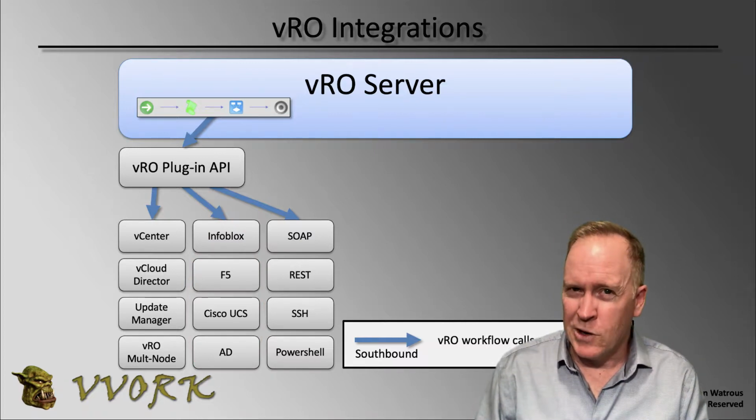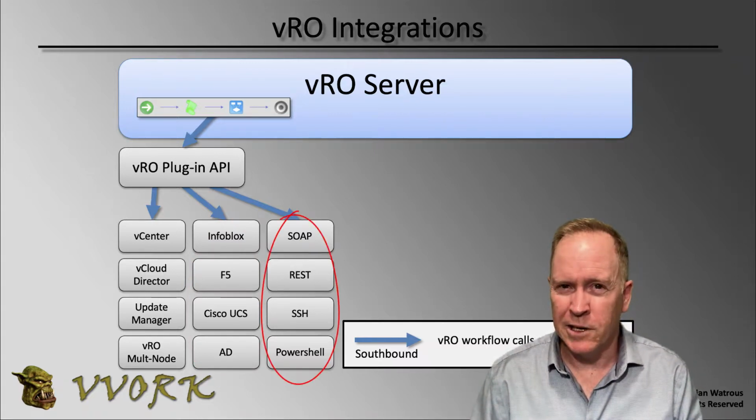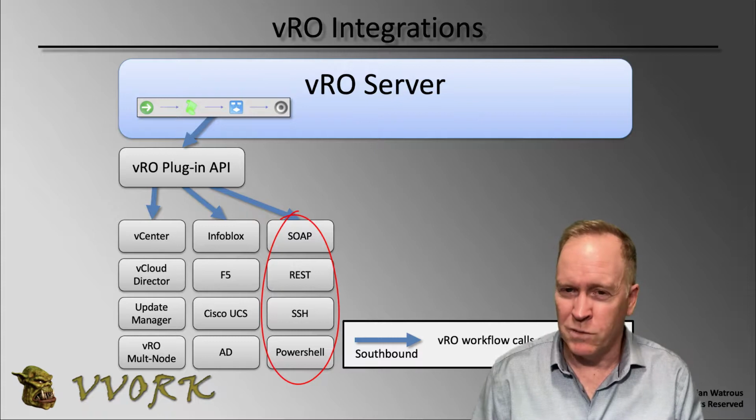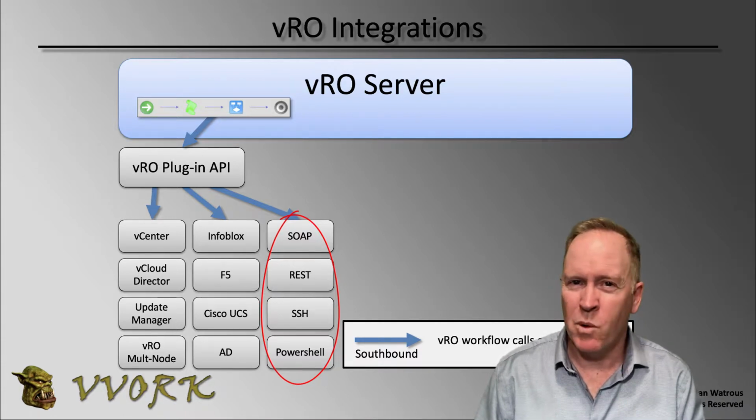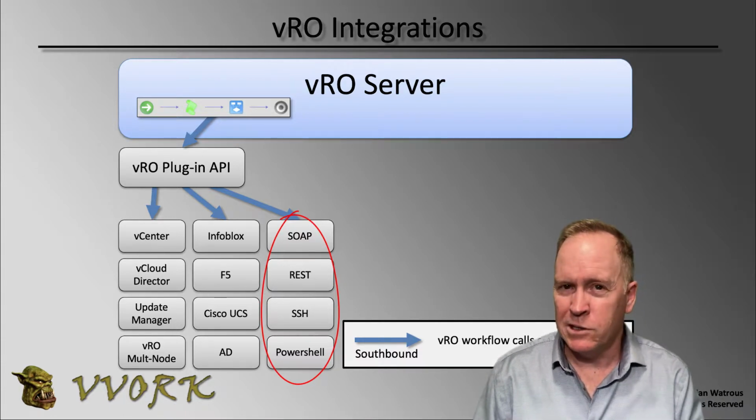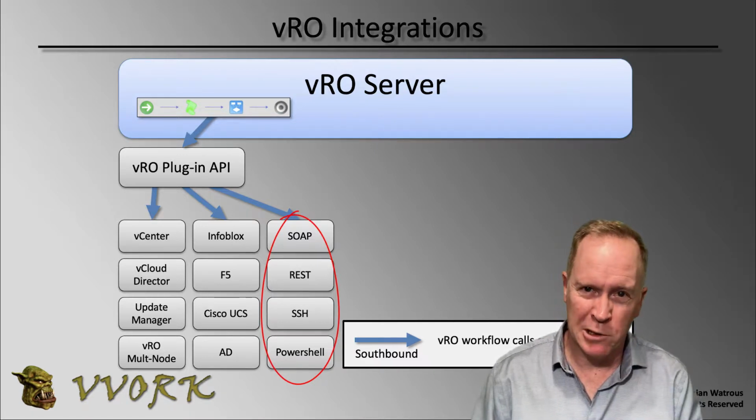Now, the third column of plugins that you see listed here don't talk to VMware products. They don't talk to non-VMware products either. Instead, they're designed to talk to products that don't have their own specific API. So SOAP, REST, SSH, PowerShell, and so forth are all essentially protocols that are widely supported throughout the various software and hardware systems that you'll find in your IT environment.